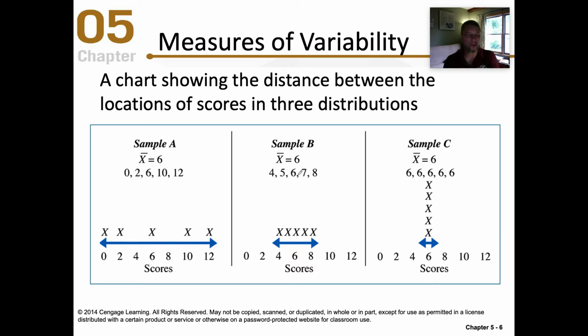We have three samples here: sample A, B, and C. And in all three samples, the mean value is 6, all right? If you look at sample A, 0 plus 2 is 2, plus 6 is 8, 18, and 30. 30 divided by 5 is 6. If you add 4 plus 5 is 9, plus 6 is 15, plus 7 is 22, plus 8 is 30. 30 divided by 5 is 6. 6 plus 6 is 12, 18, 24, 30. 30 divided by 5 is 6. So the means for all three of these data sets are the same.